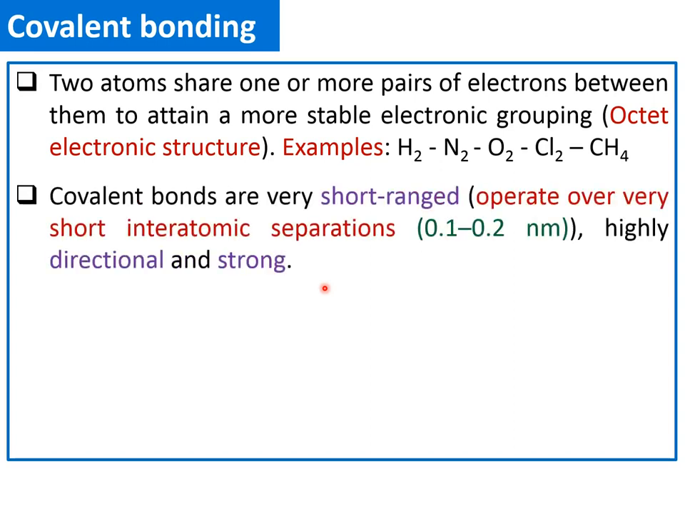The sharing may originate from both atoms that participate in the bond, or may originate from a single atom. The bonding electrons may come from both atoms, or from a single atom. If they come from a single atom, we call this bond a coordination covalent bond. Examples of this are the bonding in the hydrogen molecule, nitrogen, oxygen, chlorine, and CH4. And the octet rule is the driving force for this.